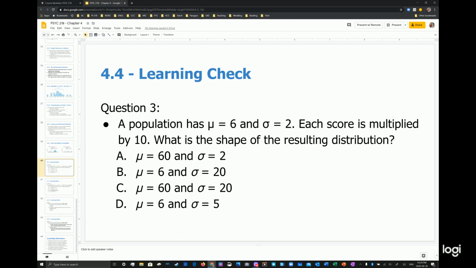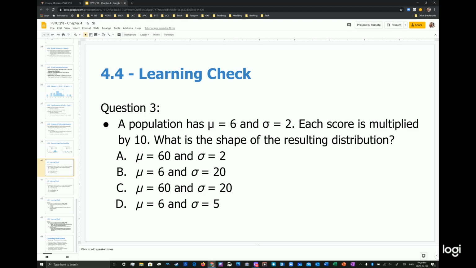Question 3. A population has a mean of 6, mu equals 6, and sigma, the standard deviation for the population, is 2. Each score is multiplied by 10. What is the shape of the resulting distribution? Again, you have your choices. Take a moment to read these. I'll try to read them. I'm running out of saliva and my throat is getting sore.